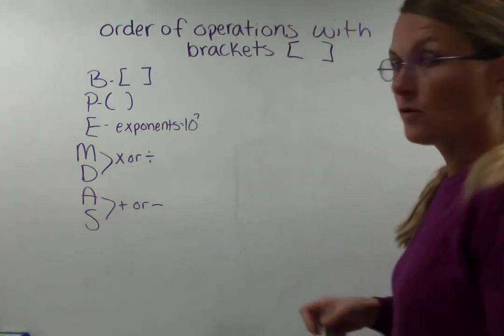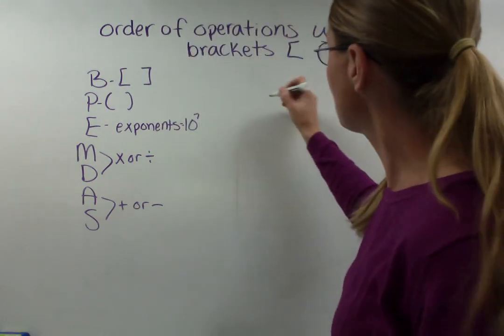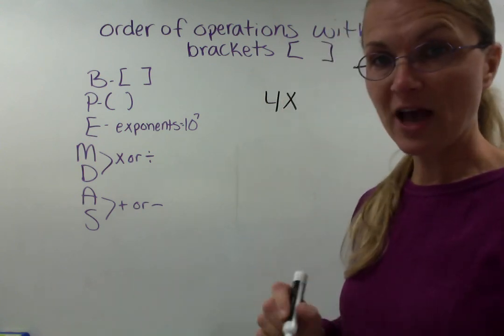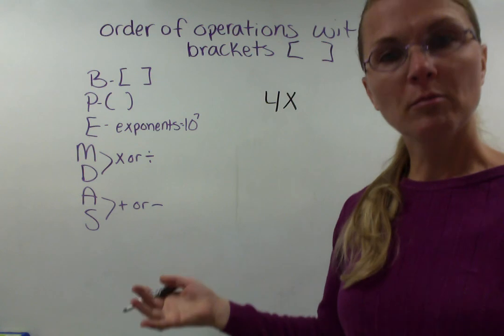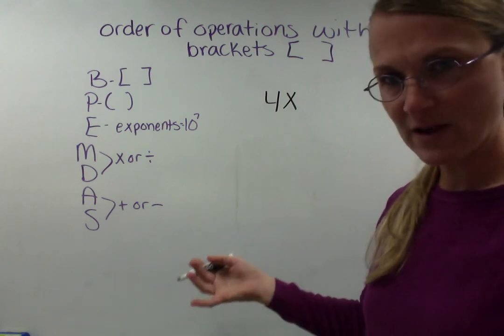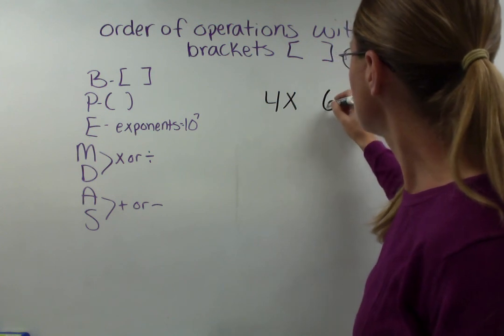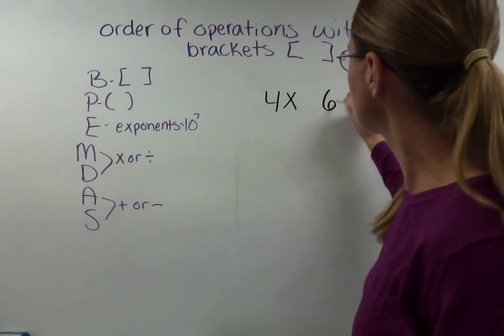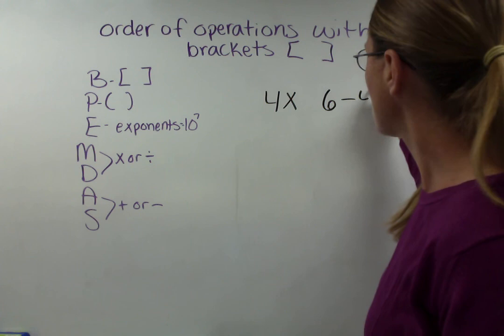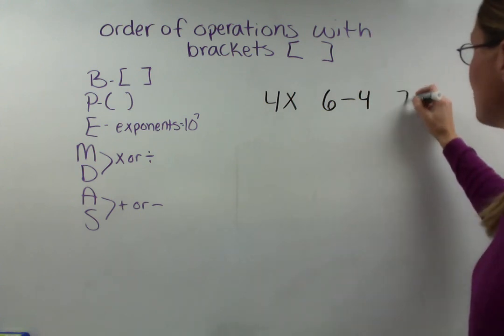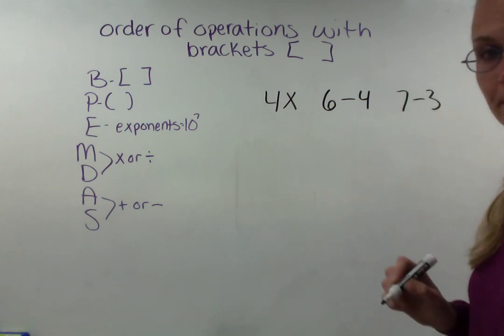So in order to figure out how much money they're going to save in 4 weeks, we need to take the amount of money that they each have and multiply it by 4. Before we can multiply it by 4, we have to figure out how much money each has. So John had $6 a week and he spent $4. Okay? Tina had $7 a week and she spent $3.